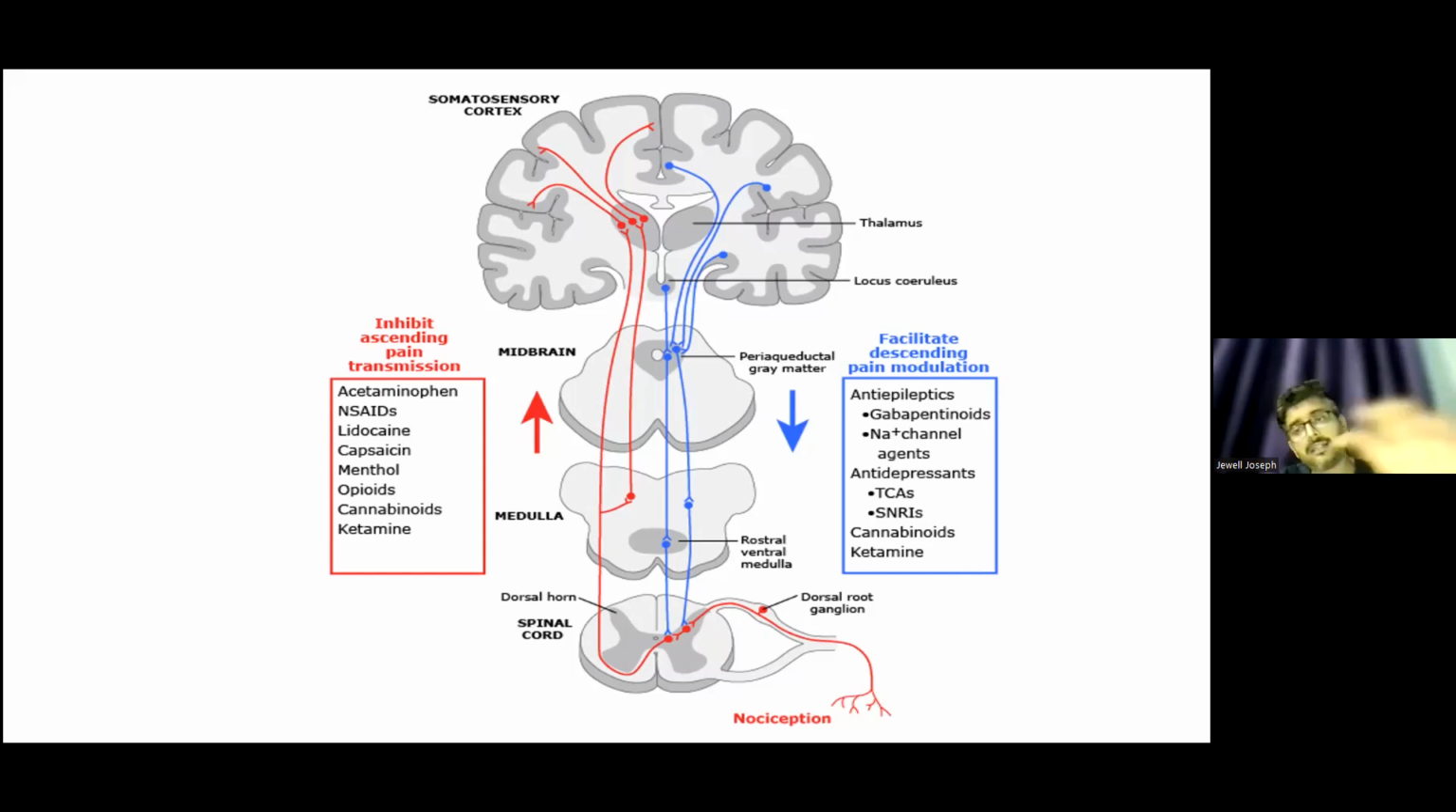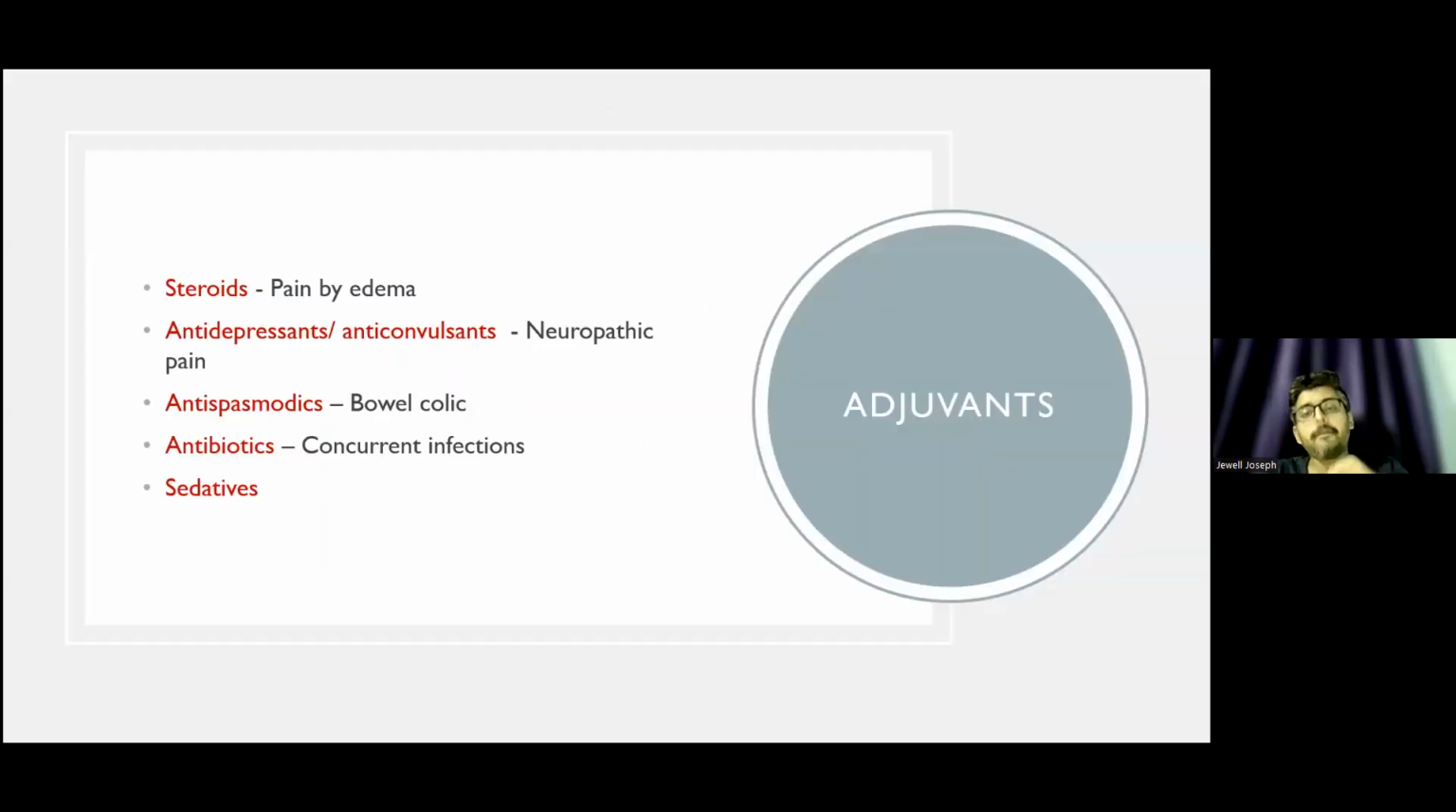Basically, the analgesics that we usually use can be broadly classified as those which inhibit the ascending pain transmission, and those which facilitate the descending pain modulation. The agents which inhibit the ascending pain transmission would be our typical analgesics like paracetamol, NSAIDs, opioids, ketamine, etc. Adjuvants are the drugs which facilitate the pain inhibition via the descending pathways. These drugs are anti-epileptics, antidepressants, etc. So this is the basic classification of the pain management medication. The typical analgesics will inhibit the ascending pain, and adjuvants will facilitate the descending pain modulation. So basically, adjuvants are not pain medications by definition.